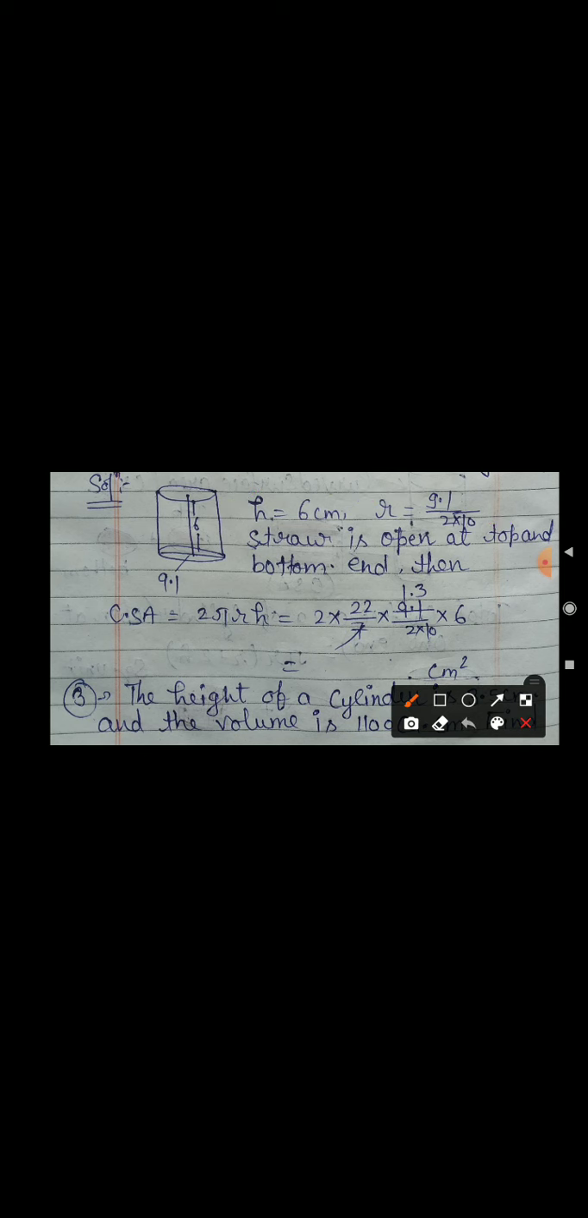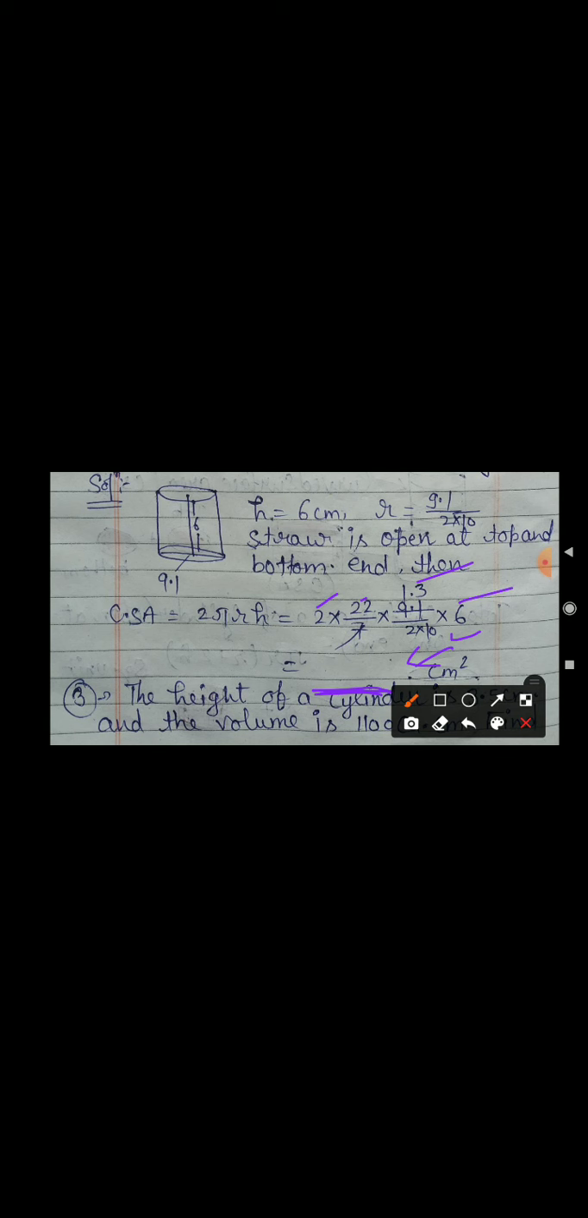Okay, so here 2 into 22 into 1.3 into 6 divided by 20, and then you have to give me your answer. I leave the answer here and you have to give your answer. This is also your homework and you have to give your answer in the comment box, everyone. First write the question number, then give the answer. Write question number 2 and then give the answer.